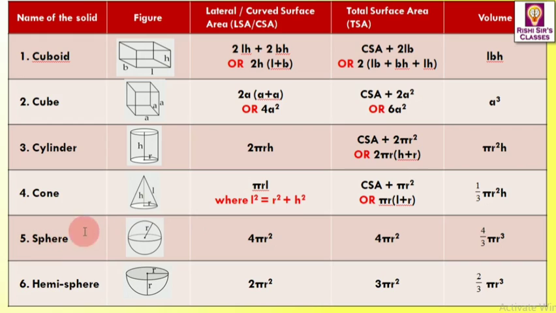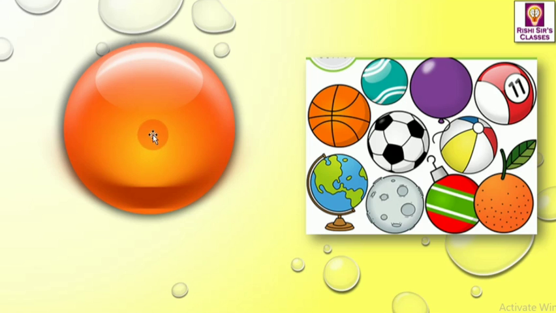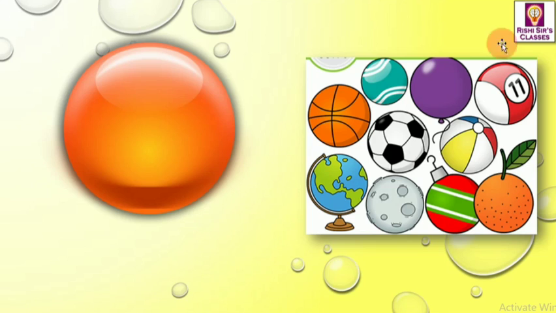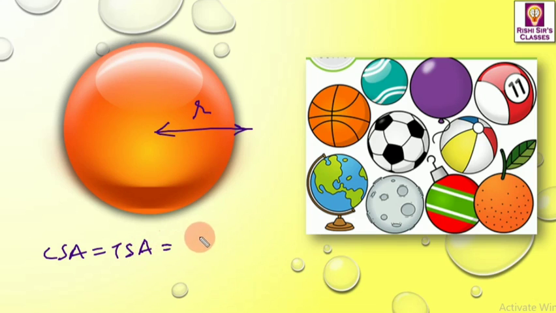Now moving on to formulas for sphere. For sphere, we are having CSA and TSA both the same, because you can see in this shape, there is no flat surface. Each and every surface is only curved. So there is only CSA, not TSA. Or we can say CSA and TSA both are the same in case of sphere. That is 4 pi r square. This one is the radius, and we can assume the CSA or TSA is the area of 4 circles.